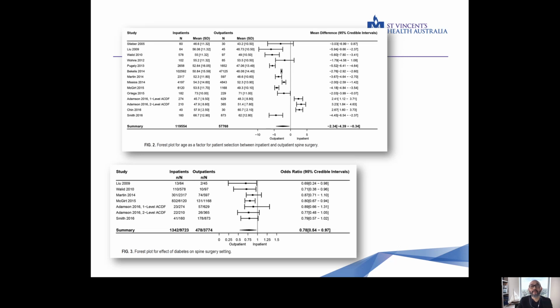And so this supports the fact that appropriate patient selection is key. It's more important than the setting, it's more important than a lot of things, and it actually has direct impact on efficiency and costs as well. And then clearly on the effectiveness of the intervention.